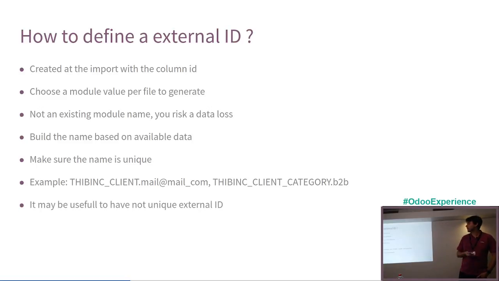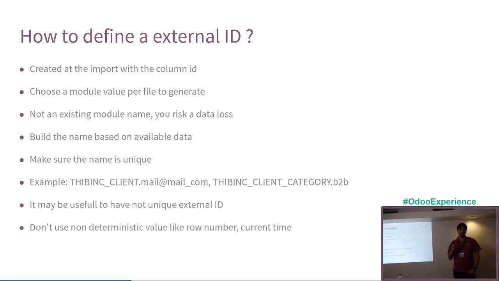And don't use non-deterministic values like row number or the current time, because what you want is that a given record in the old system should always give you the same external ID. Because if you do a new extract and the data didn't change, you want to keep updating your data and not create a new record.